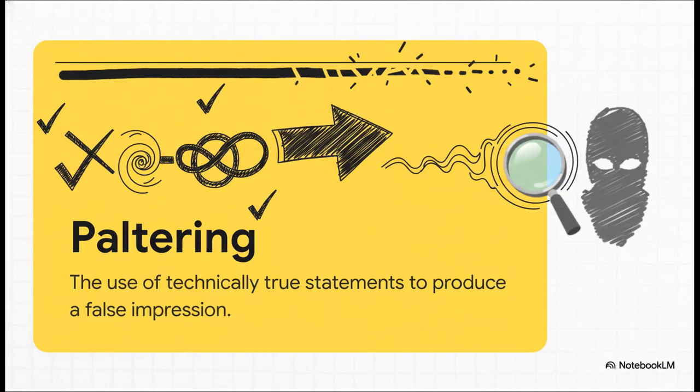So here's the official definition for you. Paltering is the use of technically true statements to produce a false impression. Now notice, it's not actually lying, because you're not making any false claims. But it's not just keeping quiet either. It's an active, very strategic use of the truth itself to deceive.